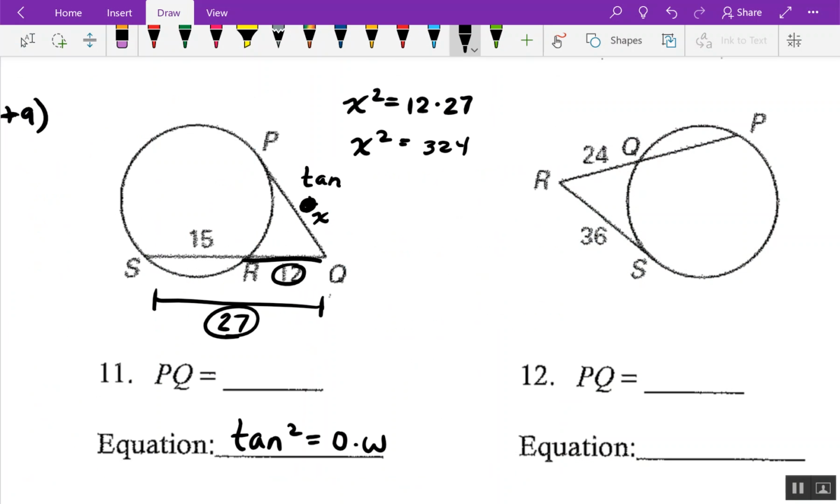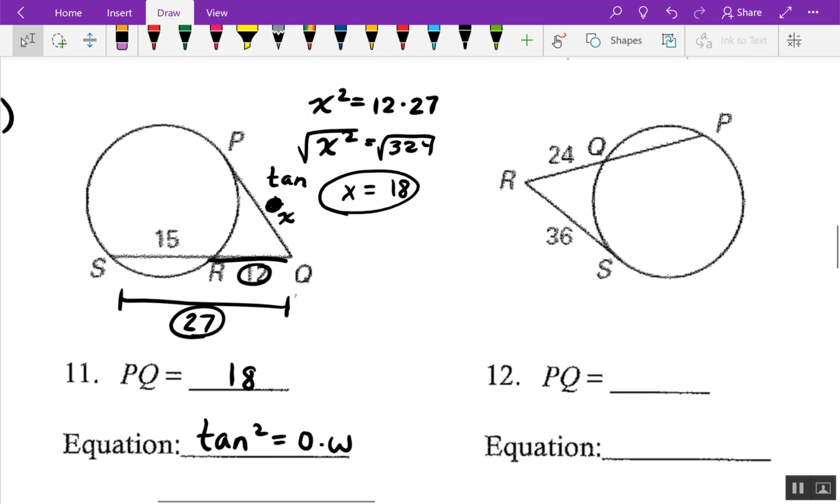All right, everybody knows how to use the square root button? Take the square root of 324. Let's go. 18. Make sure you're practicing, otherwise on the test you won't know what to do. All right, x is 18, x is PQ, so PQ is 18.